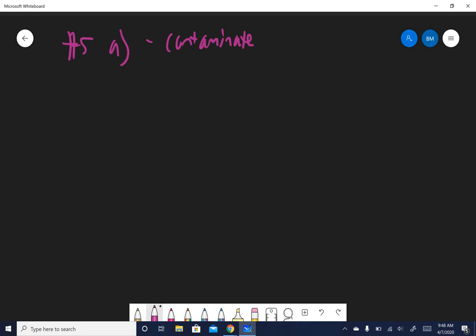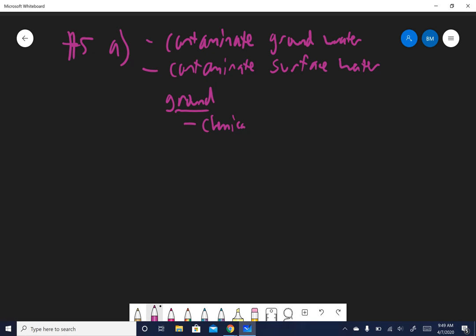Contaminate groundwater and contaminate surface water. Right, but it says identify and describe, right. So for the groundwater part, the chemicals and the gas itself, CH4, can leak into aquifers and underground water supplies because you're blasting it into the ground.